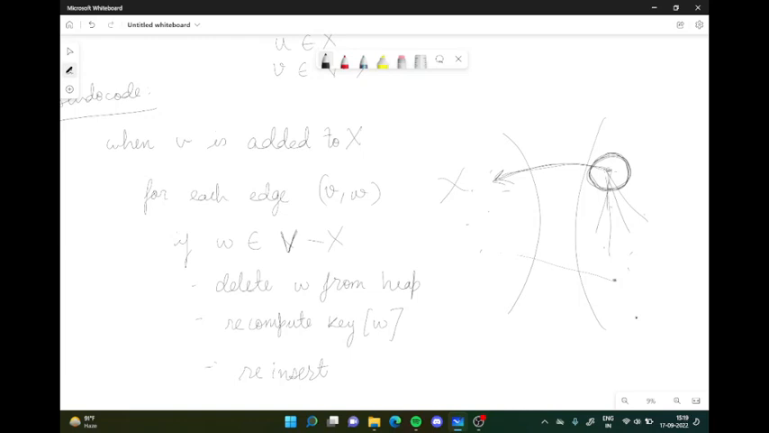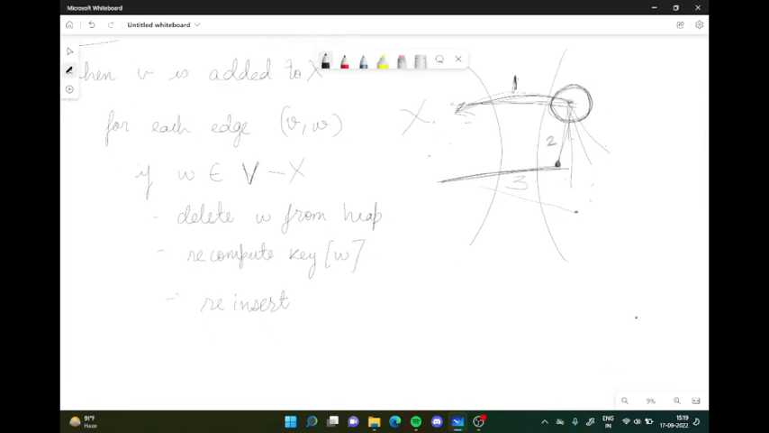It's possible that, for example, this vertex w, let's take some values. It might make much more sense to you. This edge cost is 1, the v to w edge cost is 2, and let's say this edge cost is 3. When we are adding this particular vertex v to our set X, this is how it looks, and let's call this node alpha.